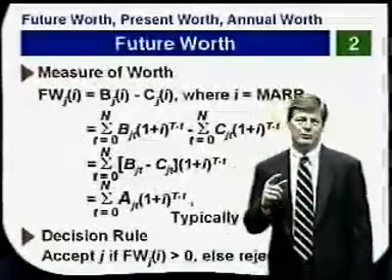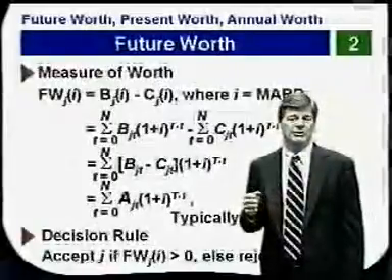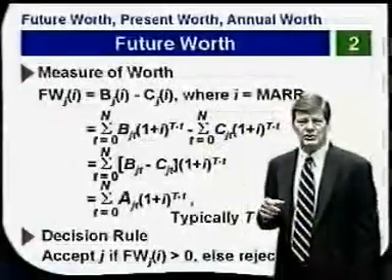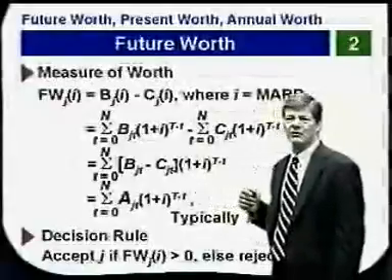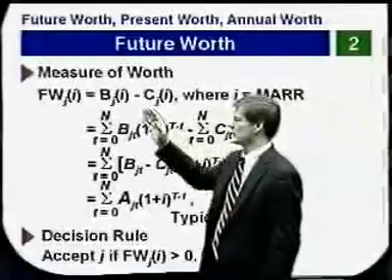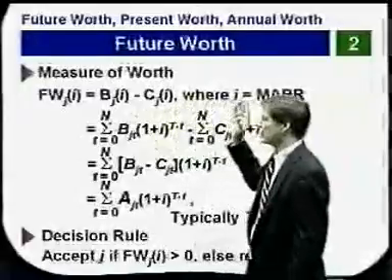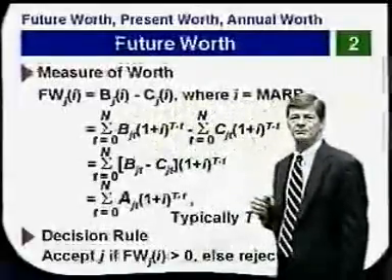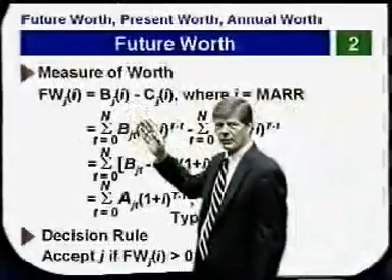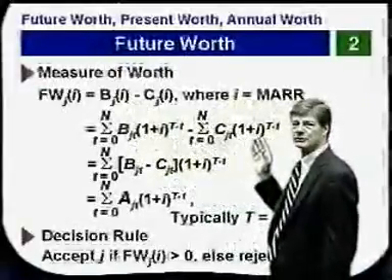As we discussed in the preceding lecture, an economic decision criterion is comprised of two components, a measure of worth and a decision rule. The measure of worth for future worth can be defined two ways. One way is to define it as the difference between the prospective benefit minus the prospective cost, where i here is the minimum attractive rate of return. We could expand on that definition by substituting in the formulas that define prospective benefit and prospective cost.